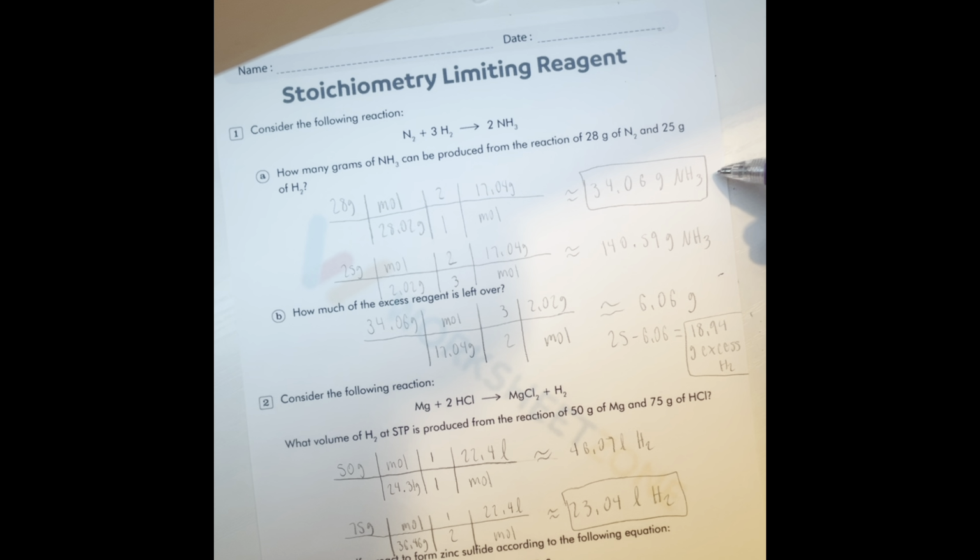So N2 is your limiting reactant, because the smallest amount you box. That's how many grams of NH3 can be produced from the reaction.